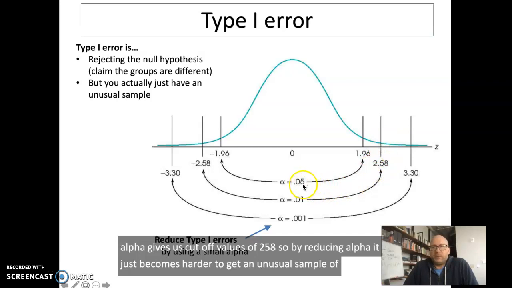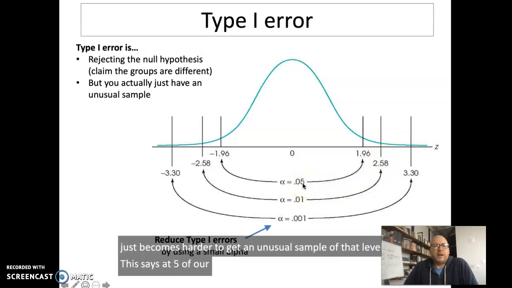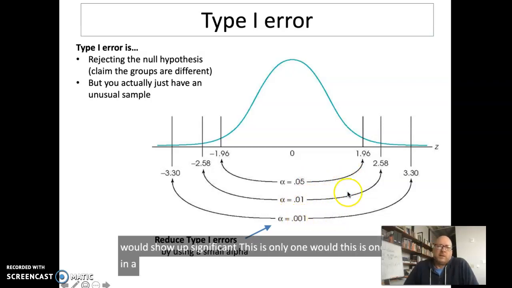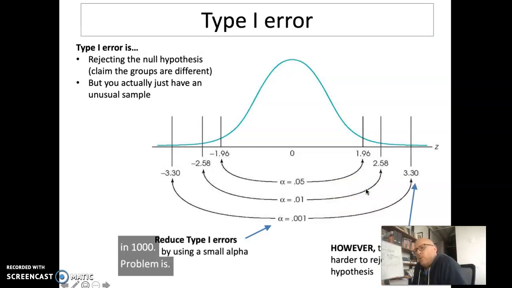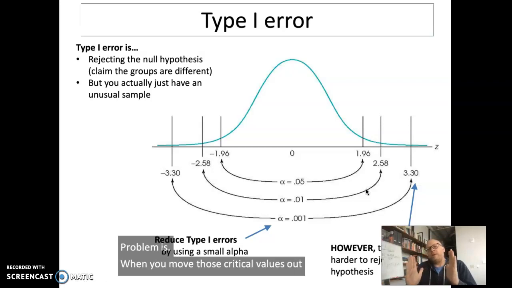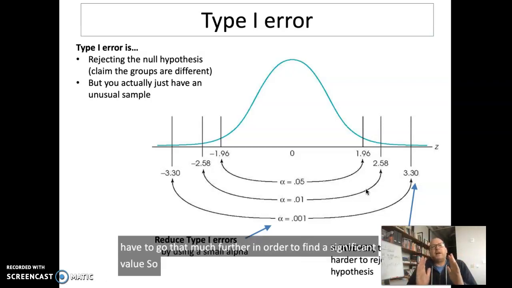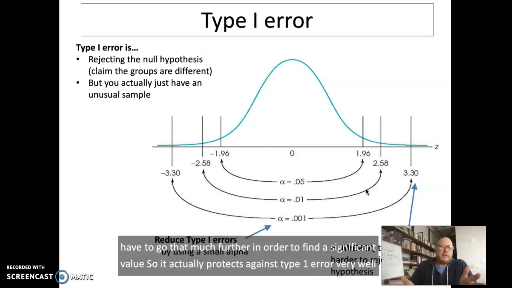This says that 5% of our samples from the null hypothesis would show up significant. This says only 1% would. This says 1 in 1,000. Problem is, when you move those critical values out, that means you have to go that much further in order to find a significant value. So it actually protects against type 1 error very well, but it increases type 2 errors.